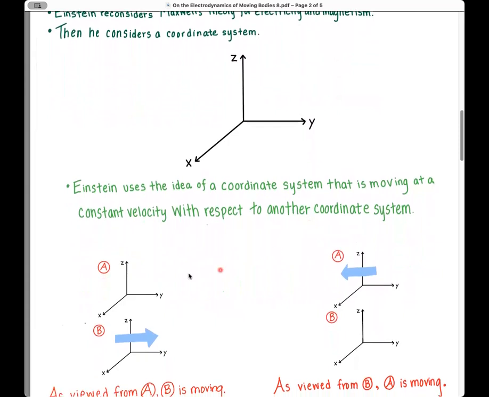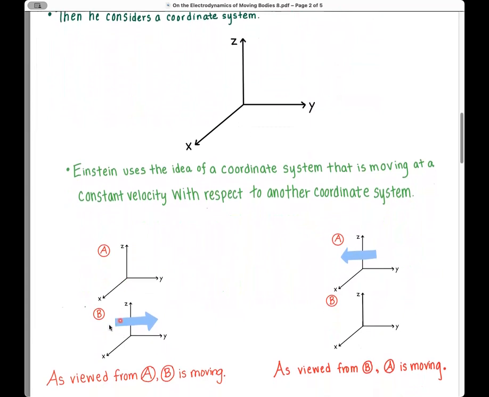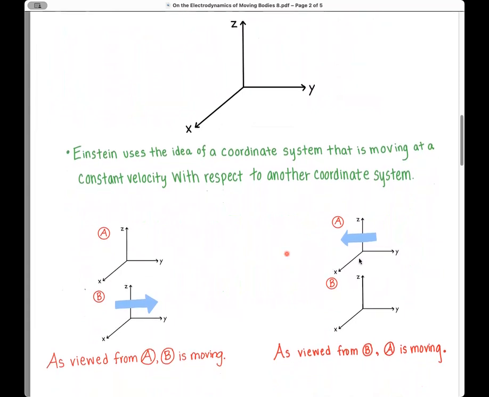There is a coordinate system A and coordinate system B. In the diagram on the left, coordinate system B is moving to the right as viewed from coordinate system A. In the diagram on the right, coordinate system A is moving to the left as viewed from coordinate system B. These two diagrams, or perspectives, can correspond to the same physical situation or event, regardless of how this motion is actually occurring, and both perspectives are equally valid.